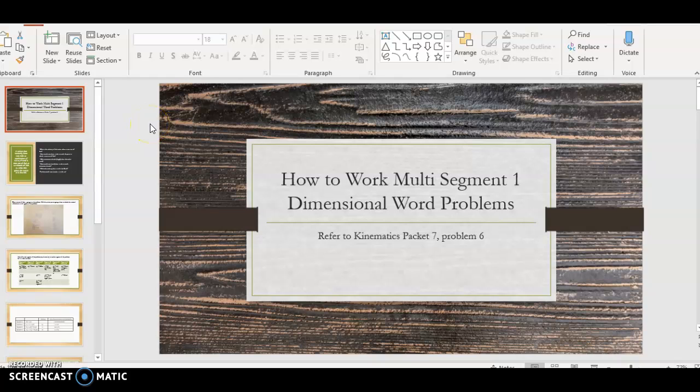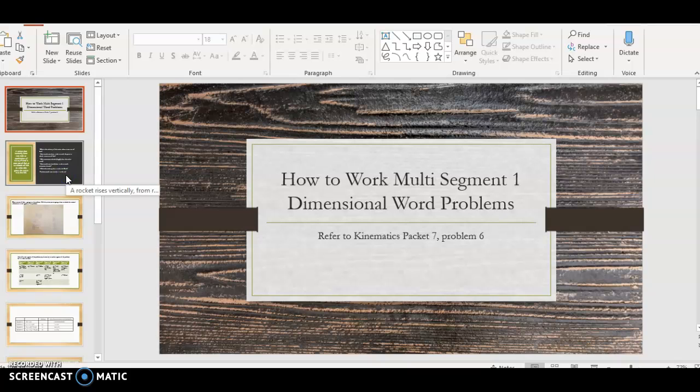Hi, today we're here to learn how to work multi-segment one-dimensional word problems. So the motion is going in one direction, but there are going to be different segments where different things are going on in each segment. And we're going to have to incorporate parts of the problem that went before us into the part of the problem that we're working on now. So let's take a look at our problem.